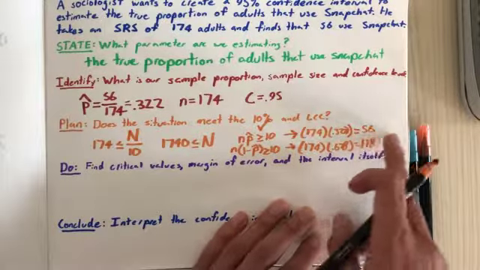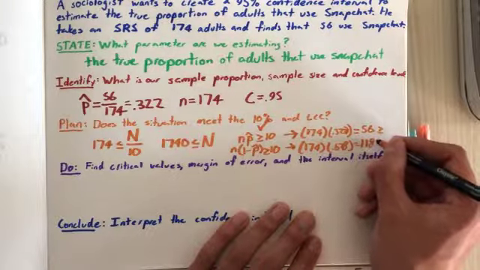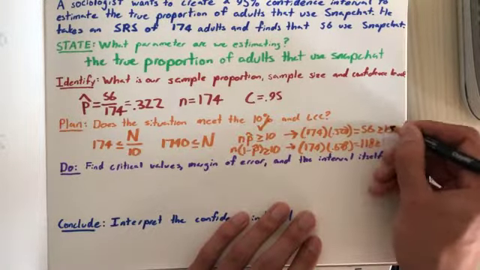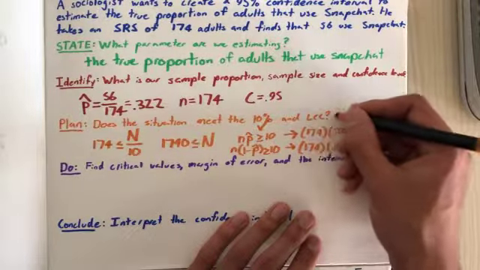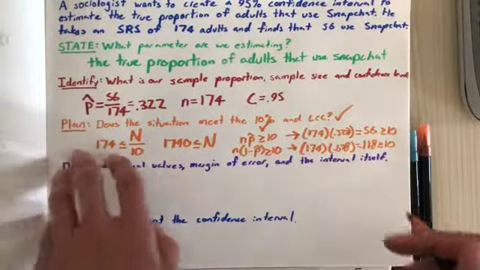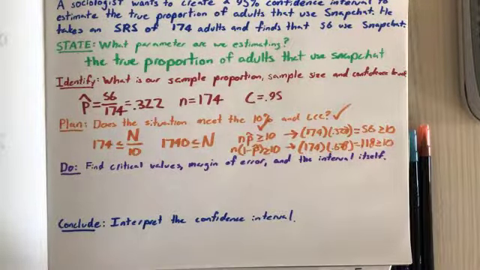Both of these are greater than or equal to 10. You should be able to see and notice that right away. So those are both greater than or equal to 10, which means that our large counts condition is also met. So we are good for the planning stage. Our conditions have been met. We're going to be able to make a confidence interval without any problems.